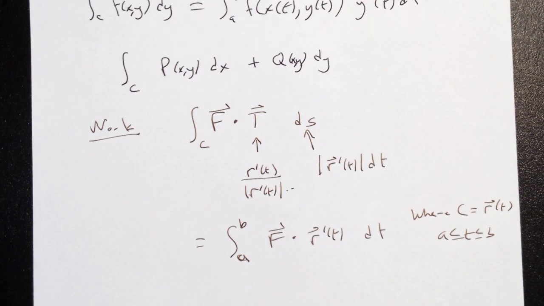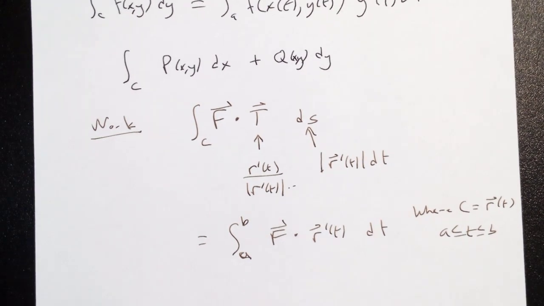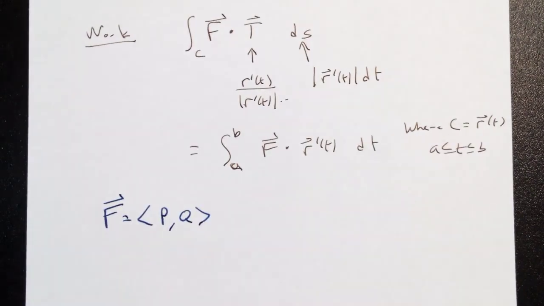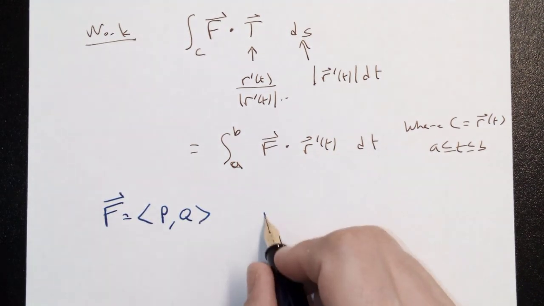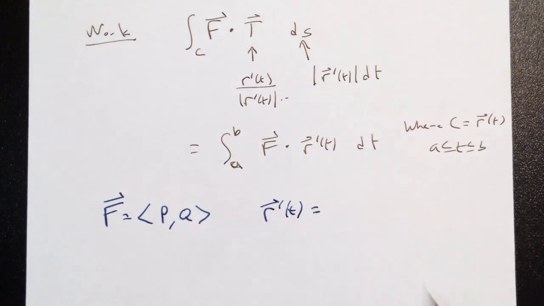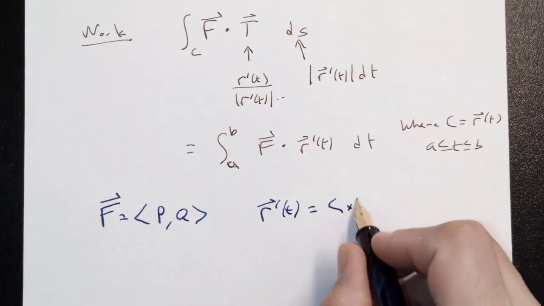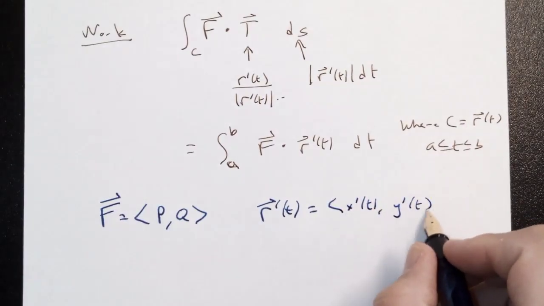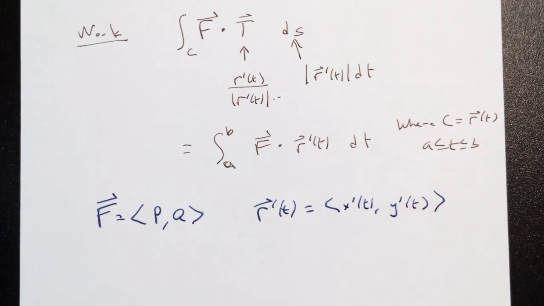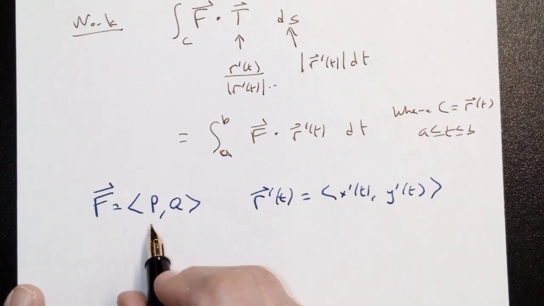Ready for the sneaky part? My vector field is going to have functions. Yes? P, Q. What's r prime of t? Because I need to do a dot product. r prime of t is, well, that's going to be x prime of t, y prime of t. Yes? So when I do the dot product, what do I get? I get P times x prime.